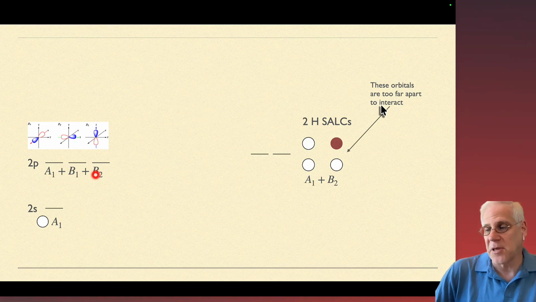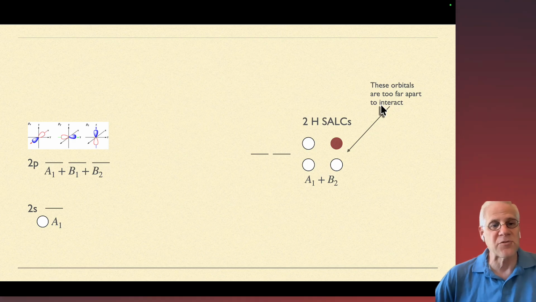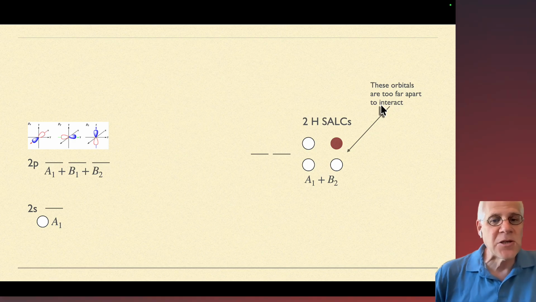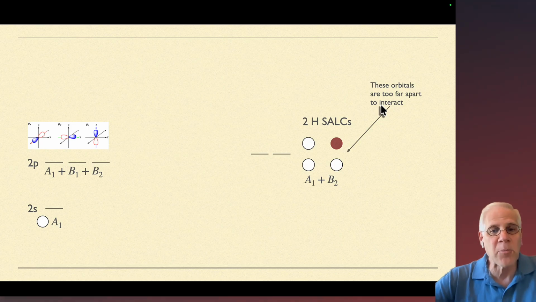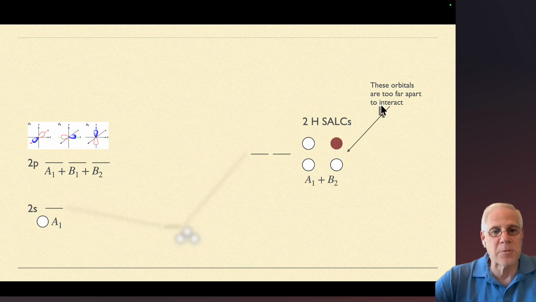And so that just makes up these labels here. Okay, so these tell us what symmetry each orbital has, and we also have the symmetry of the SALCs. And remember what we said is that orbitals can only interact if they have a similar energy and the same symmetry. They must have the same symmetry. So let's combine some things with the same symmetry.